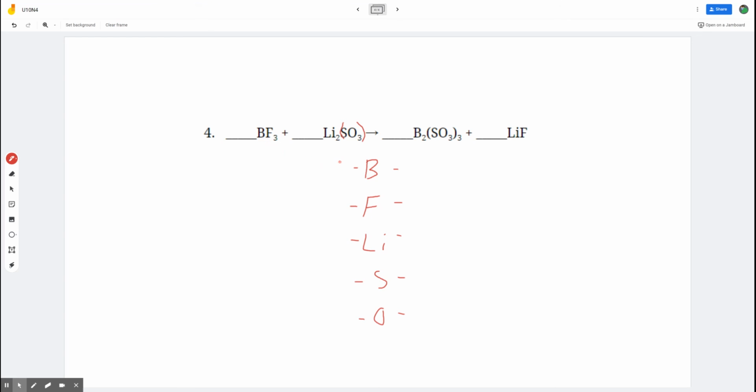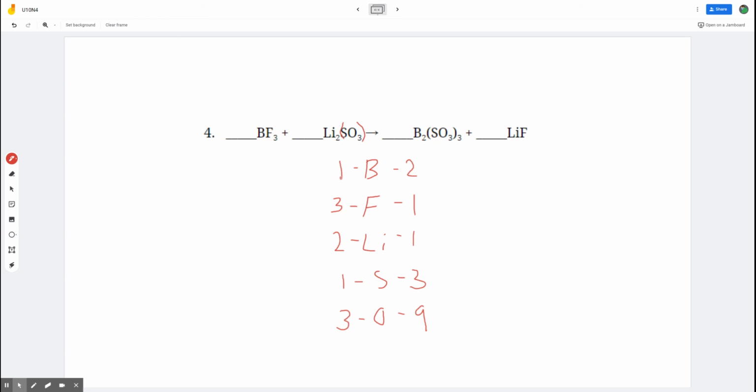So when we do this one, start by counting everything. So on the left side, 1 B, 3 F's, 2 Li, 1 S, and 3 O's. On the right side, 2 B. Sulfur, I have 3 times. Remember, that's like a 1. So 3. Oxygen, 3 times 3 is 9. And then lithium and fluorine, 1 of each over there.